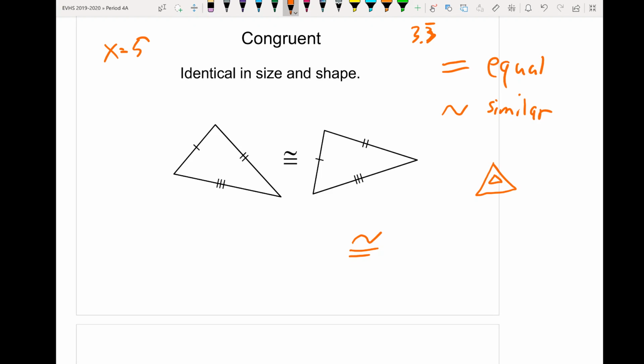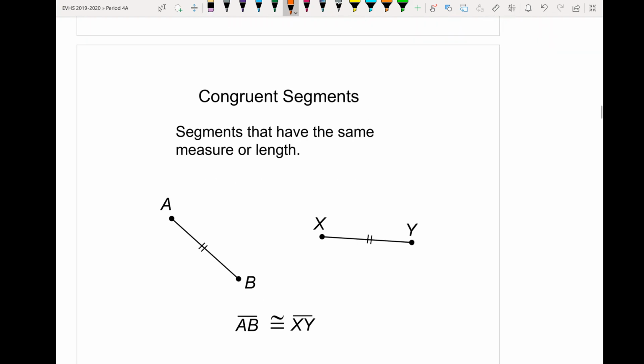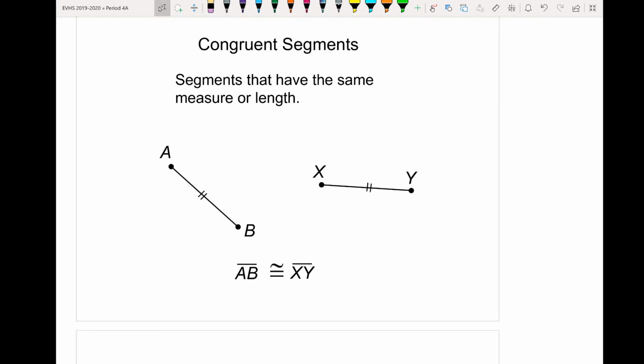Also keep in mind that numbers are equal, shapes are congruent. And you'll see that notation difference play out as we go through here. Okay, congruent segments are segments that have the same measure or length. We indicate that with our little hash marks. You can have a 1 mark, a 2 mark, a 3 mark, a 4 mark. I've never seen anything bigger than 4. Also keep in mind, whenever I put those little hash marks on there, that only extends between the 2 points it's directly between.